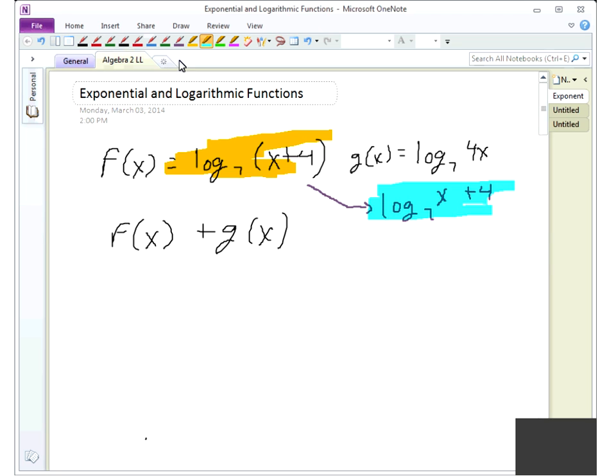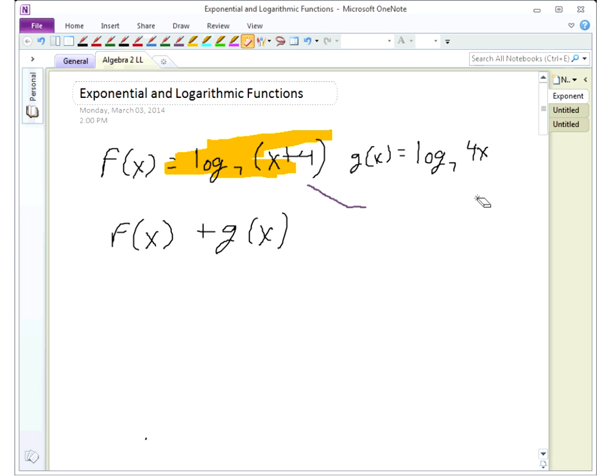In the f of x function, the x plus 4 being a quantity in parentheses means the argument of the log is x plus 4. In the one I've highlighted in teal, the argument is x, and then we're adding a 4. So your shift would be much different. Remember the shifts we looked at in GeoGebra: one of these would shift to the left, and one would shift up. Big difference there. Keep that in mind.